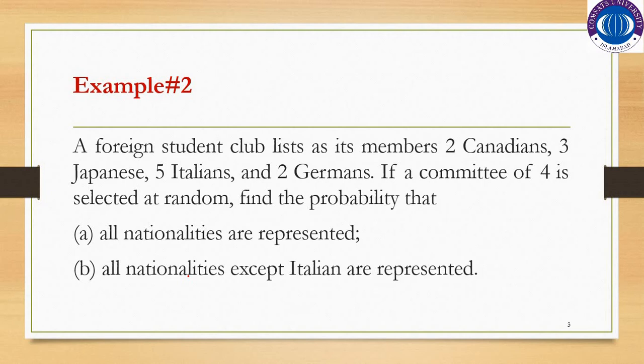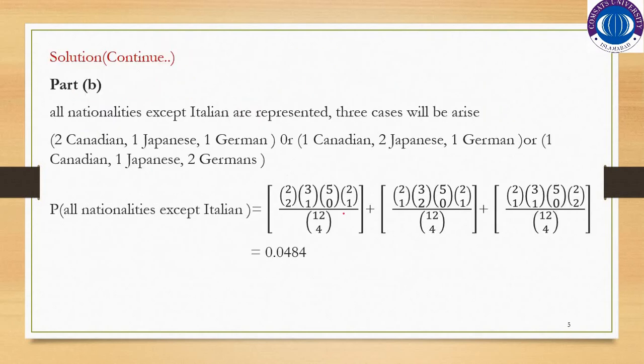Whereas in part B, it is asked to find the probability that all nationalities except Italian are represented. So what they are saying is that Italians should not be in the committee of the 4 members. The committee should be constituted on the basis of members from Canada, Japan, and Germany. So what could be done here? There will be 3 cases.